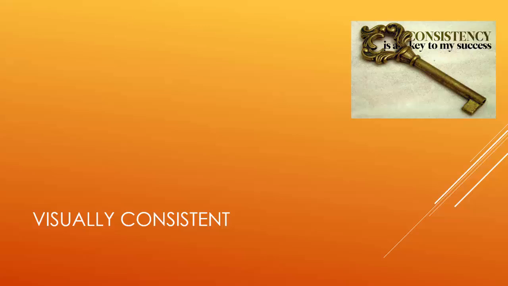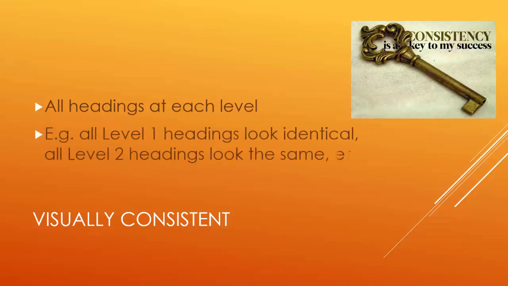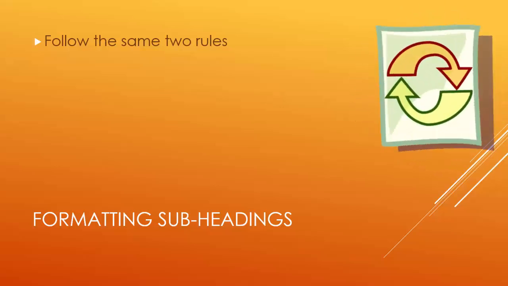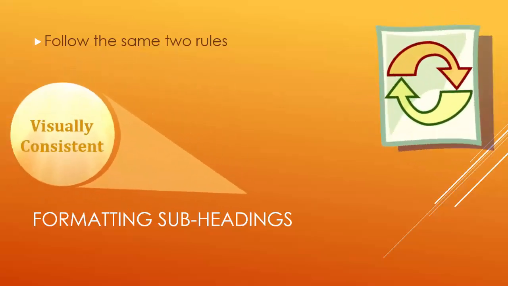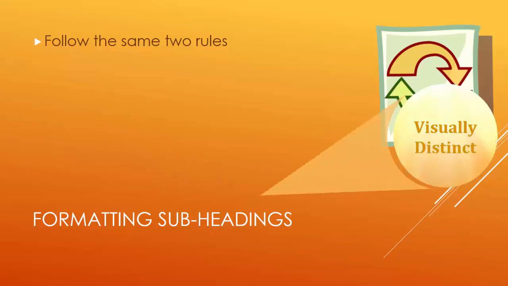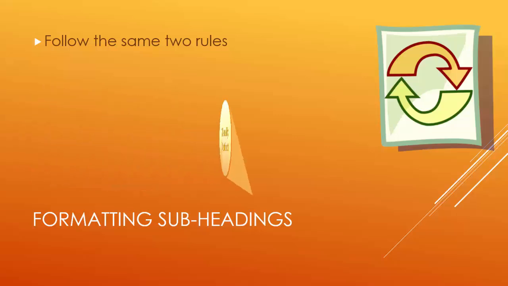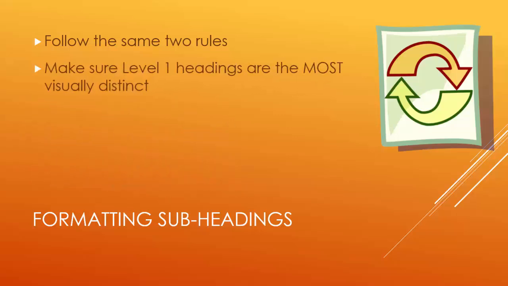The second key formatting rule of headings is that they must be visually consistent at each level. Whichever formatting choices were made for the first heading in the document must continue to be made for each and every heading at that level in the entire document. Subheadings at any level follow exactly the same two rules. Headings at any level must be visually consistent with each other throughout the document, regardless of what section they're in, and headings at any level must be visually distinct, both from the text that follows them and from the headings at other levels.